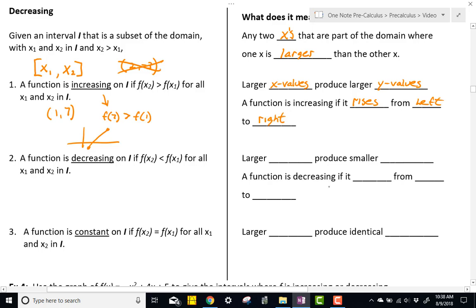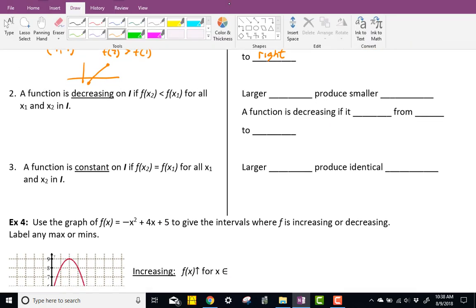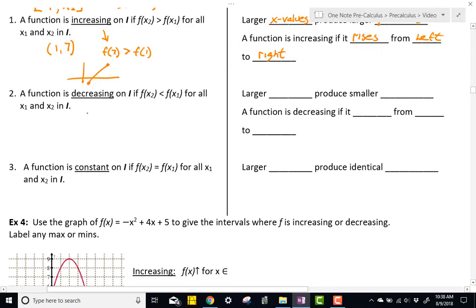All right? Now, if increasing makes sense, then decreasing should certainly make sense as well, because it's pretty much the opposite of increasing. So a function is decreasing on an interval if f of the second x value is less than f of the first x value. Okay? So again, using my numbers 1 and 7 from the previous interval above, going from 1 to 7, is f of 7 now less than f of 1.